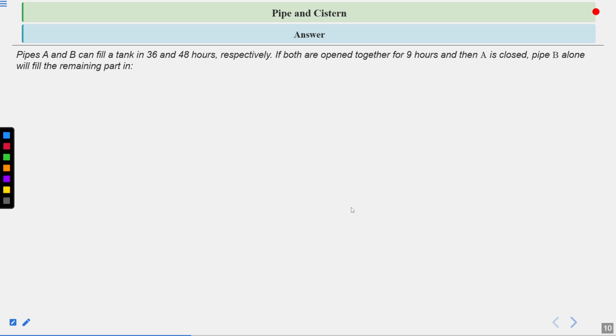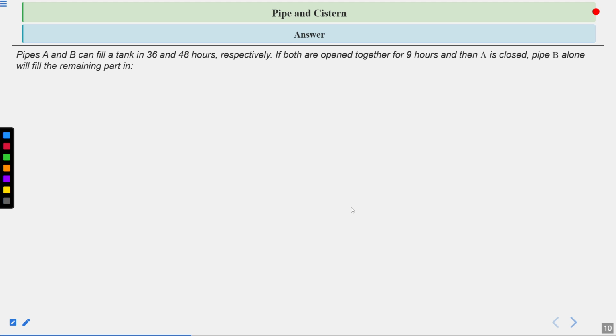Now, if both are open together for 9 hours, then A is closed. So first we need to calculate how much they work together. The combined efficiency means the sum of the efficiency of A and B, multiplied by 9. So we get the total amount of water filled in 9 hours by both pipes. Then A is closed, and pipe B alone will fill the remaining part. So we subtract it from the whole capacity and then divide by the efficiency of B, and we get the time.